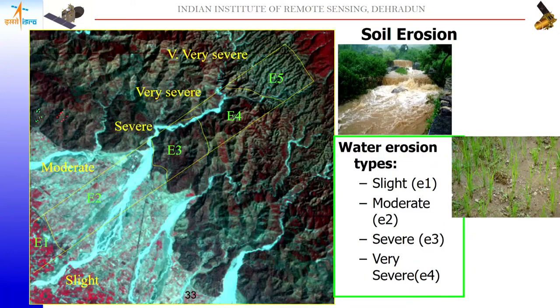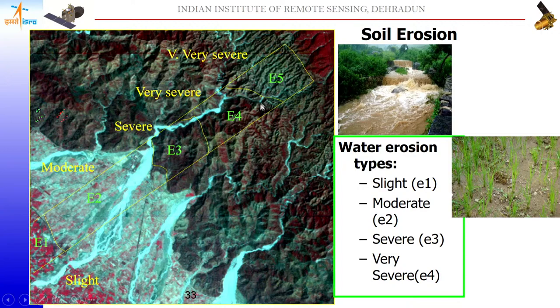Here the same area is shown. You see, we characterize water erosion as slight, moderate, severe, very severe, and very, very severe. You see, it is in a sequence.